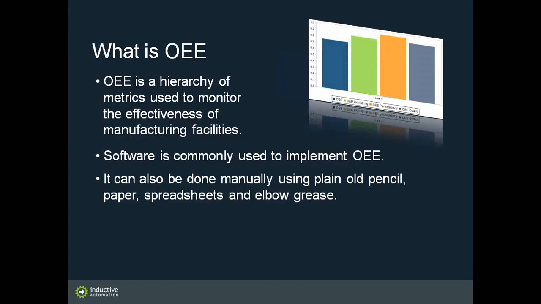For starters, what is OEE? Basically, OEE is just a hierarchy of metrics that are used to monitor the effectiveness of manufacturing facilities. Software is, of course, commonly used to implement OEE, but it can also be done by pulling out your clipboard, manually using plain old pencil, paper, spreadsheets, and, of course, a certain amount of elbow grease to get it done.